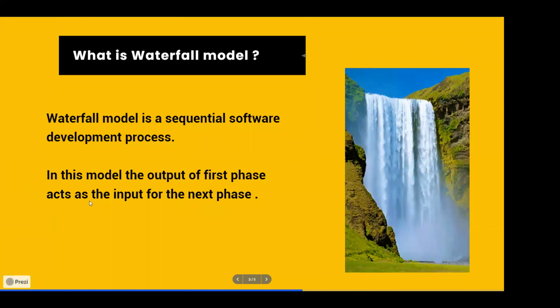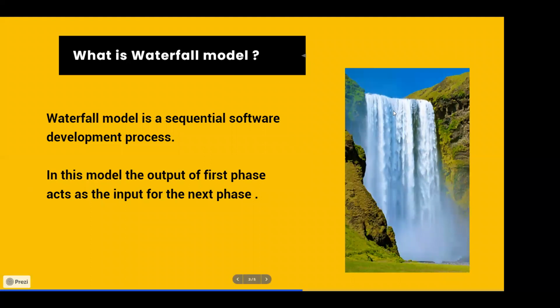In this, the output of the first phase acts as the input for the next phase. In SDLC, that means software development lifecycle, we have 6 phases. And in waterfall model also we have 6 phases. In this waterfall model, documentation plays the main role. In requirement phase, there is a document called system requirement specification document. That document acts as an input to the design phase.